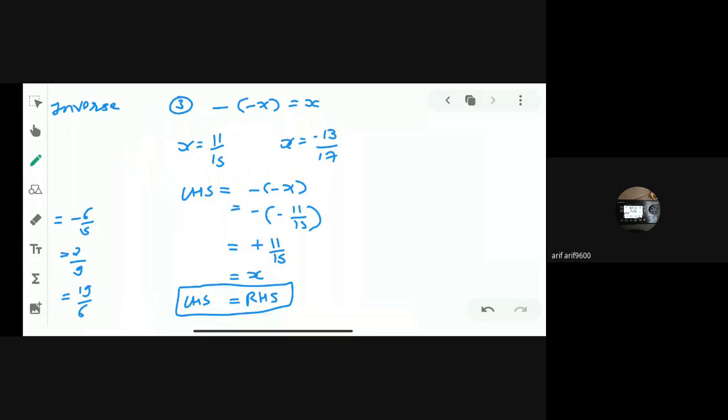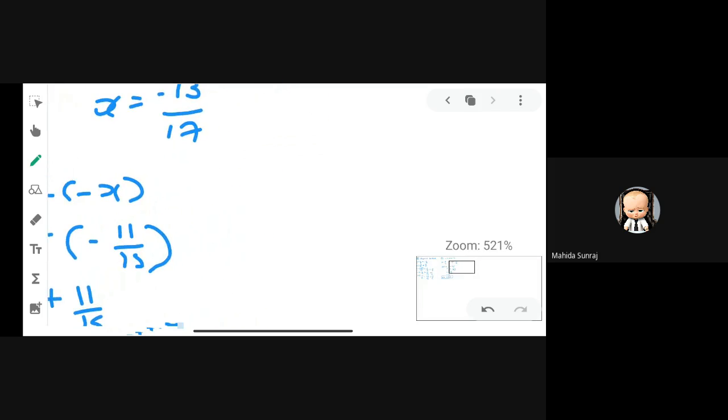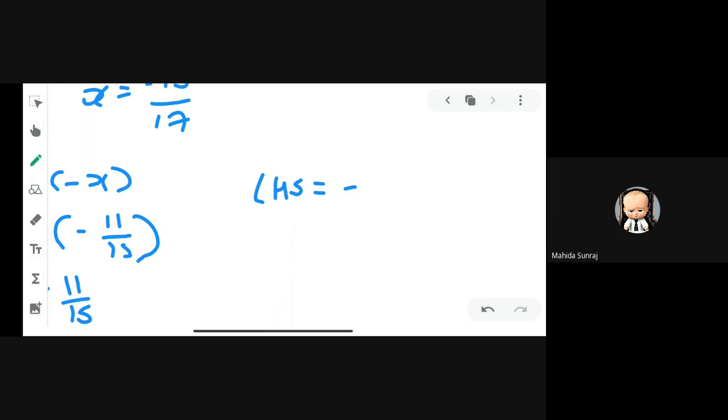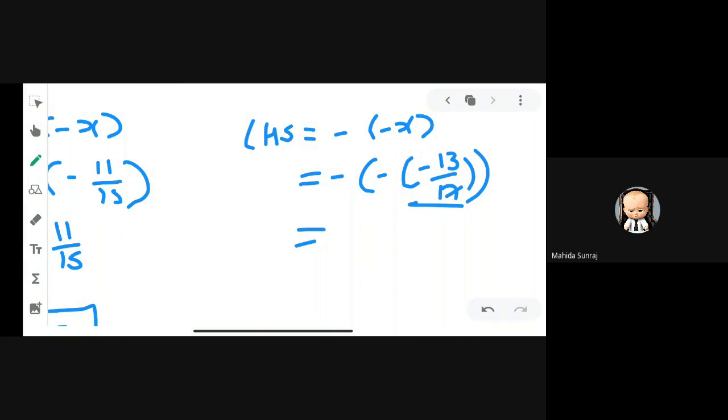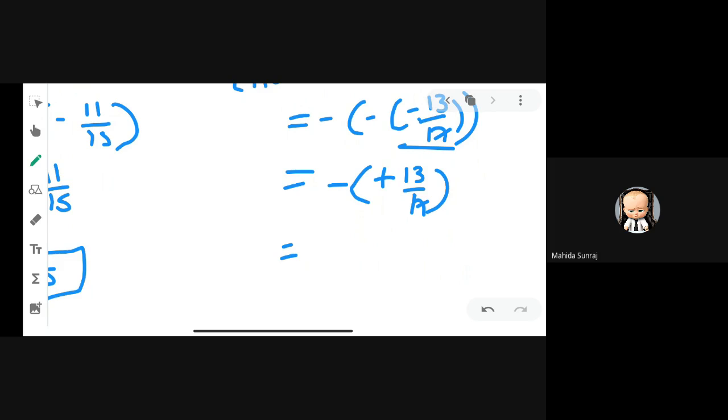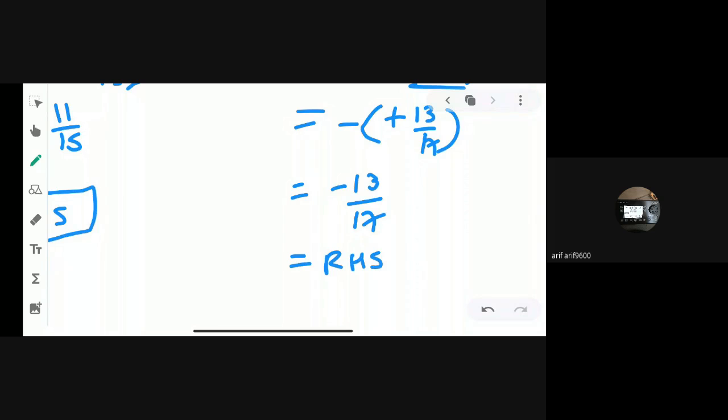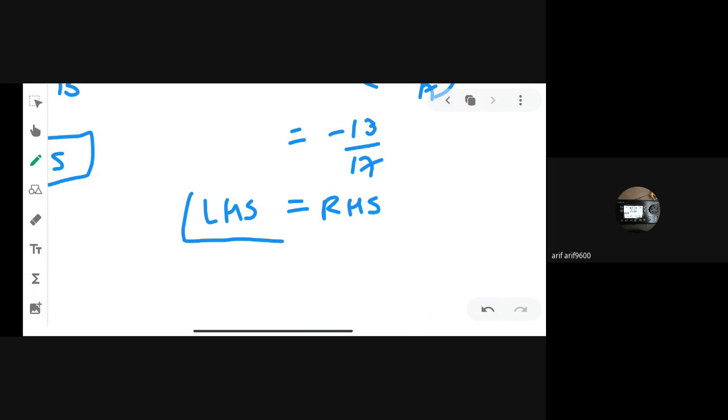Okay? Yes or no? One minute, I am showing everything. Please wait. Okay, now for another number, minus 13 by 17. So you can see left hand side is equal to minus of minus x, in which the value of x is also minus 13 by 17. Now if I open the first bracket, minus minus becomes plus 13 by 17. In multiplication, minus into minus is plus, so it is 13 upon 17. This is the right hand side, so the right hand side is equal to the left hand side.